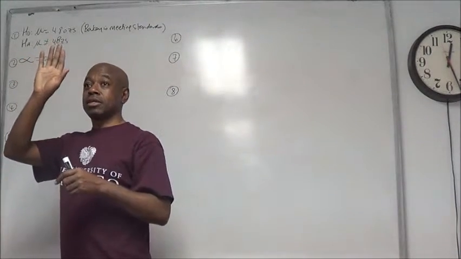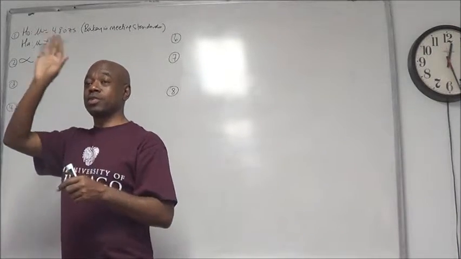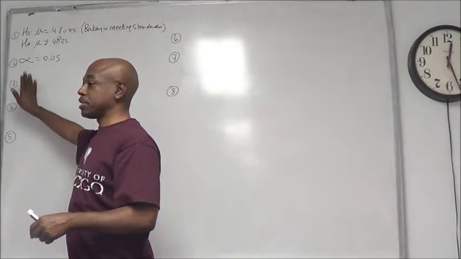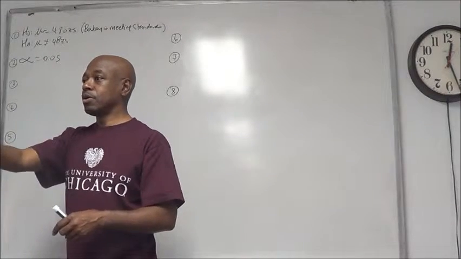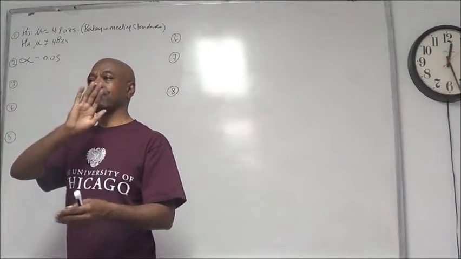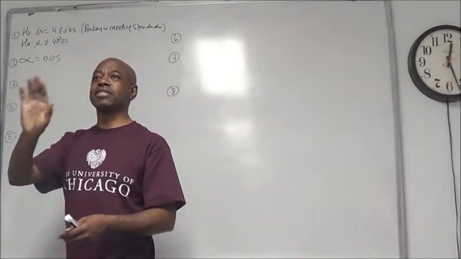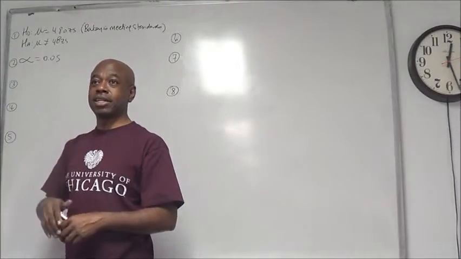What is the question we ask and answer when we're trying to figure out Z or T? Do we know the population standard deviation or not? Yes. Right. How do we know the population standard deviation? Where did they give it?